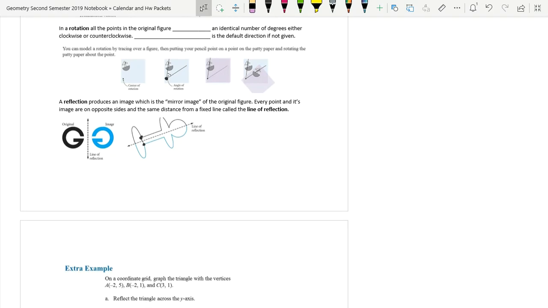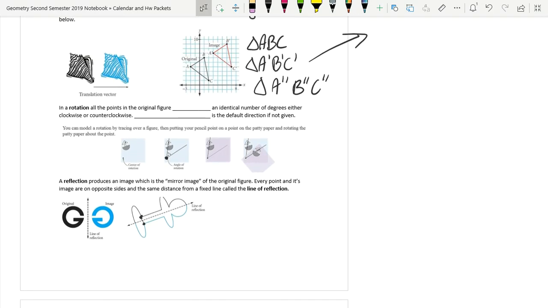Secondly, you also have rotations, where all points of the original figure are turned, or rotated, an identical number of degrees, either clockwise or counterclockwise. Counterclockwise is the default direction if it's not given. Here, you can model the rotation by tracing over a figure and then putting your pencil on a point on the patty paper and rotating the patty paper about the origin. We'll do this in class.